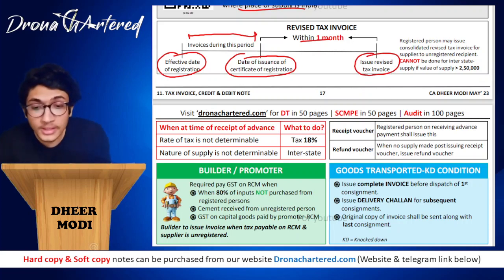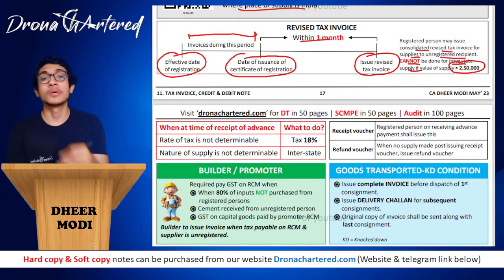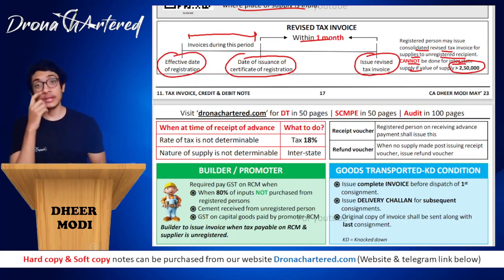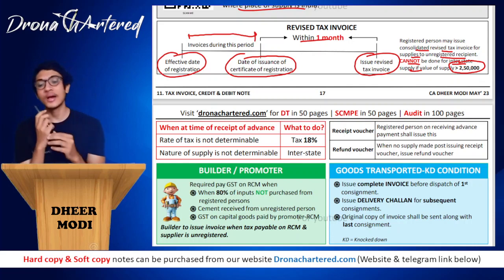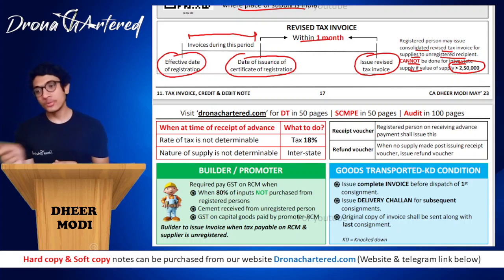Any registered person may issue a consolidated revised tax invoice for supplies to an unregistered recipient. This cannot be done for interstate supply if the value of supply is greater than rupees 2,50,000. So if it is interstate supply, you cannot issue a consolidated revised tax invoice if it is more than 2,50,000. That means up to 2,50,000 is allowed. And for an unregistered person, you can issue a consolidated invoice. Great. Okay.